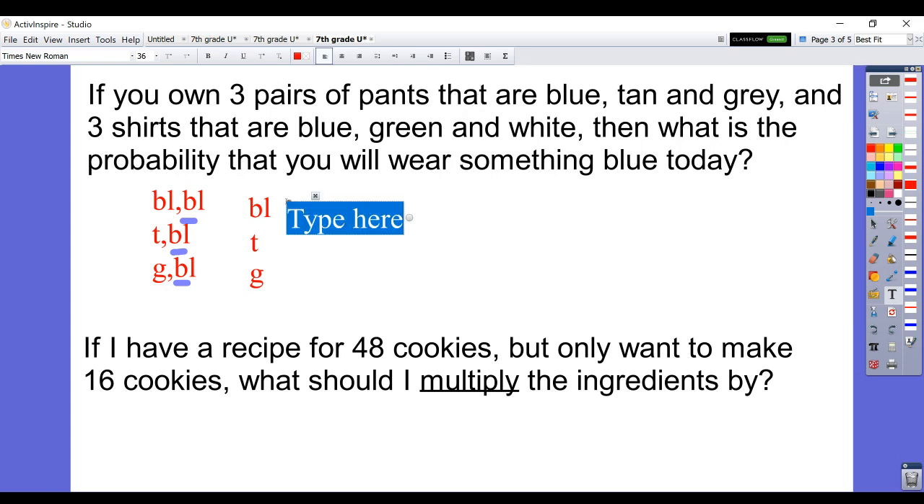Now let me talk about the green shirts. So here's my green shirt with my blue pants. Here's my green shirt with my tan pants. And here's my green shirt with my gray pants. Okay. Again, now I've represented all the green shirts. Now I need to do my pants with the other choice, which was the white shirt. So it doesn't matter how you do it, but you do want to make sure that you are approaching it in a logical fashion so you don't end up forgetting something.